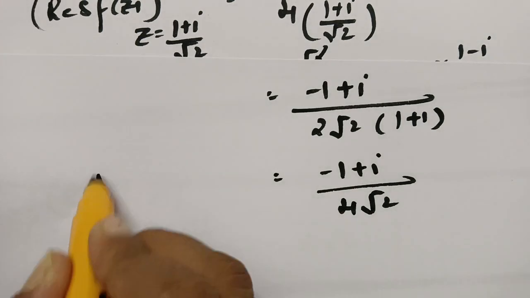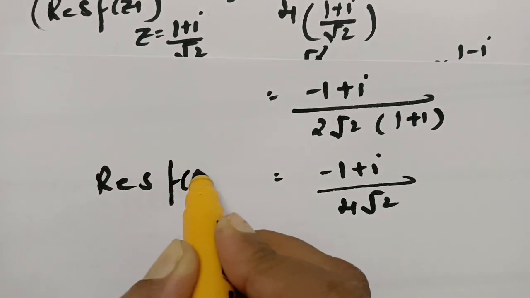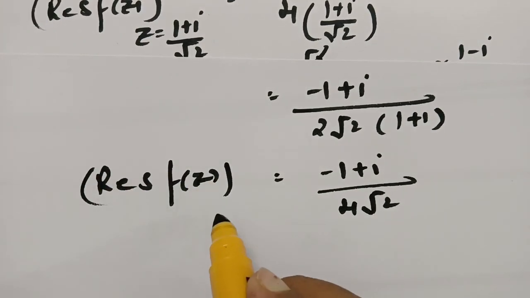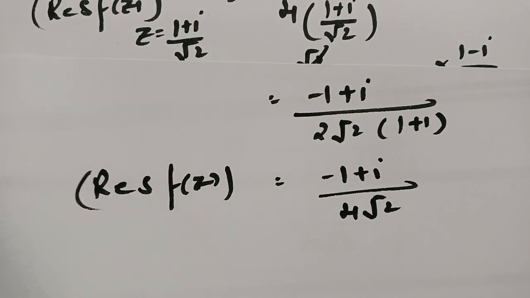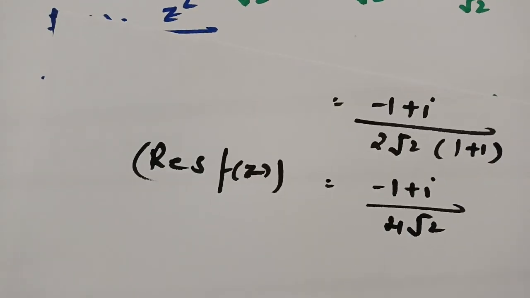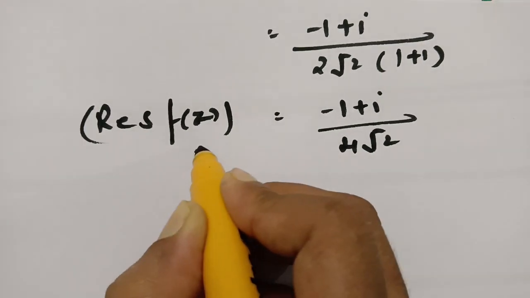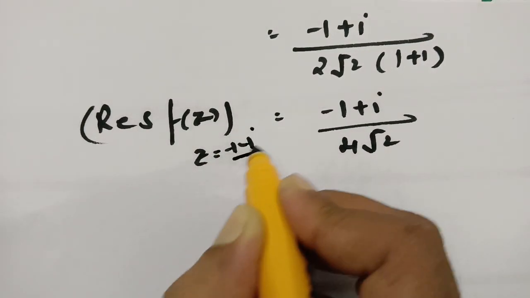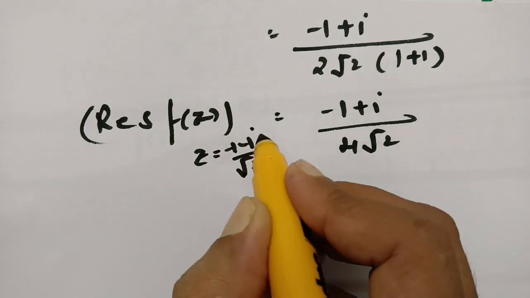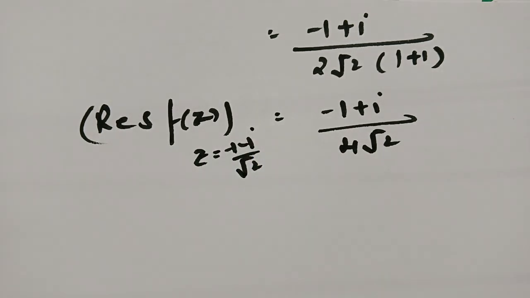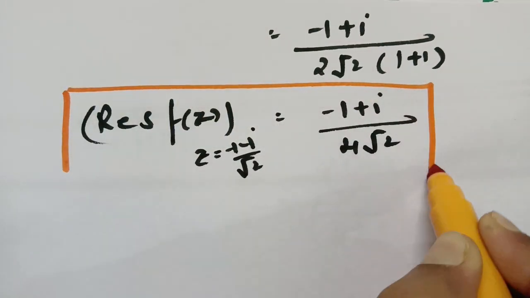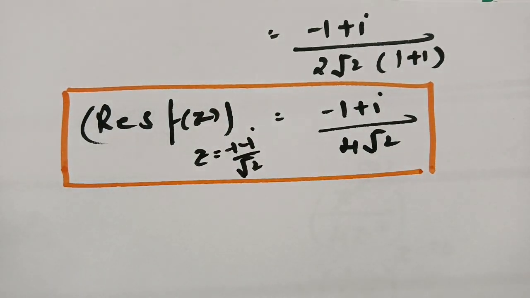So this value is nothing but the residue of f(z) at the point, see here which point it is, the third point. The third point here is z = (-1 - i)/√2. So the value here is (-1 + i)/(4√2). So this is our third value.